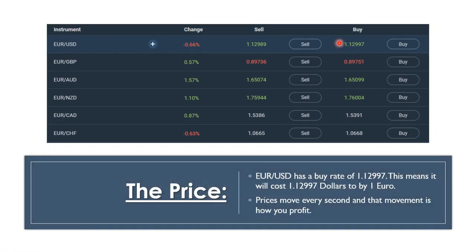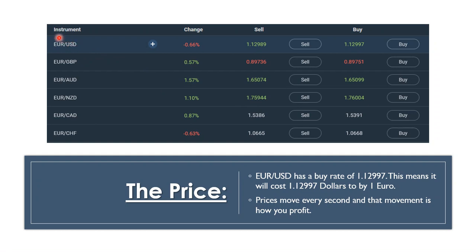So the price. So again, for this example, we're going to use Euro USD's price as our example. So Euro USD has a buy rate of 1.12997. So this means it will cost $1.12997 to buy €1. Now, prices move every second, and that movement is how you profit. So again, we'll go into the effects of how the prices and which affects what. But for example, for this, it's all pretty much based on the strength of the economy and the key news and everything that's going on around us.